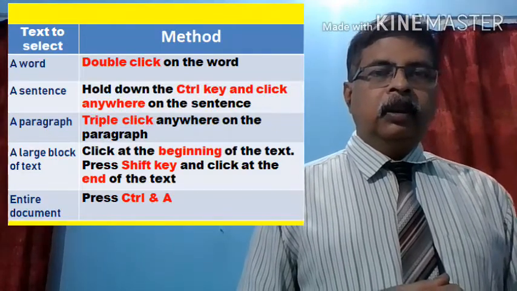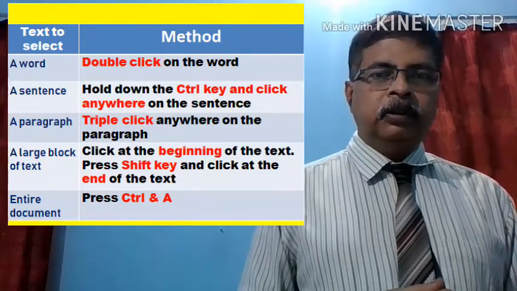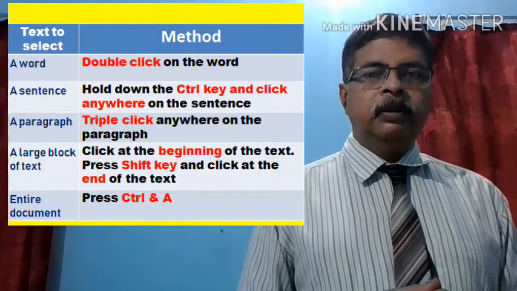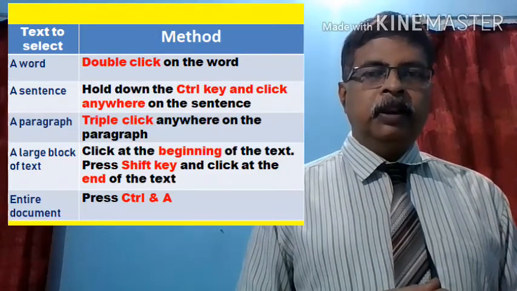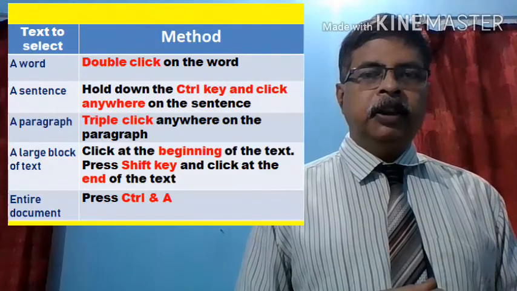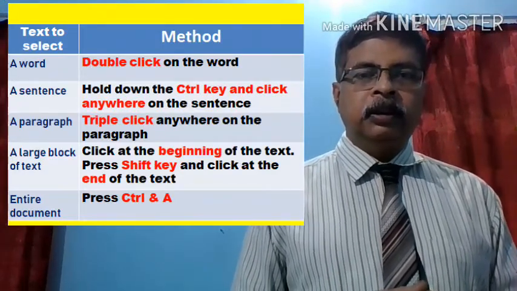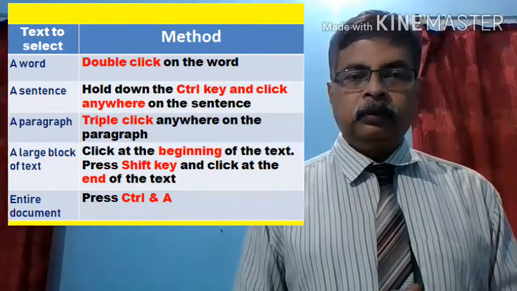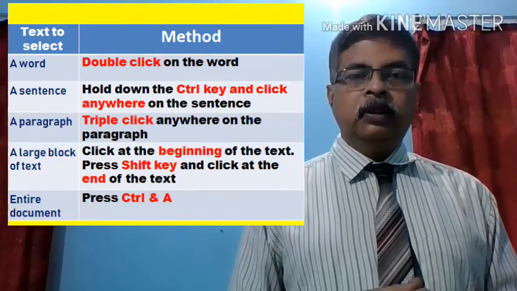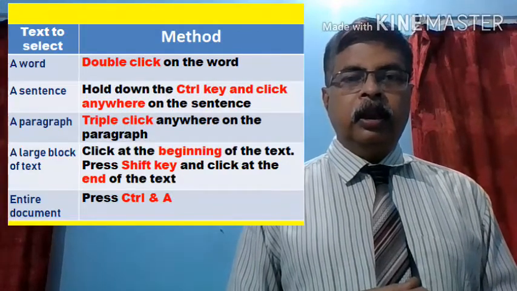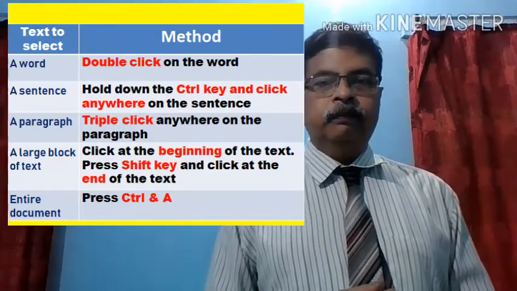Then a large block of text could be a few sentences, could be a few paragraphs. Click at the beginning of the text, press the shift key and click at the end of the text. That large block of text will be selected. And lastly, if you want to select your entire document, press Ctrl and A.